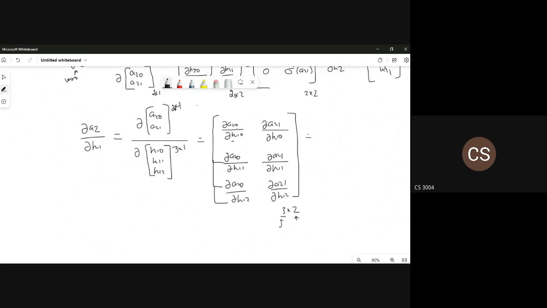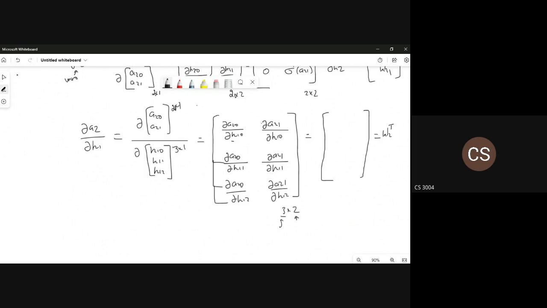So now we know a2. What is the derivative of a2 0 with respect to h1 0? This is simply a linear equation, right? Can you look into that and tell me the answer? What is dou a2 0 by dou h1 0? W2 transpose. That's the final answer, by the way. So you work out the individual elements, and you see that it is going to be W2 transpose.